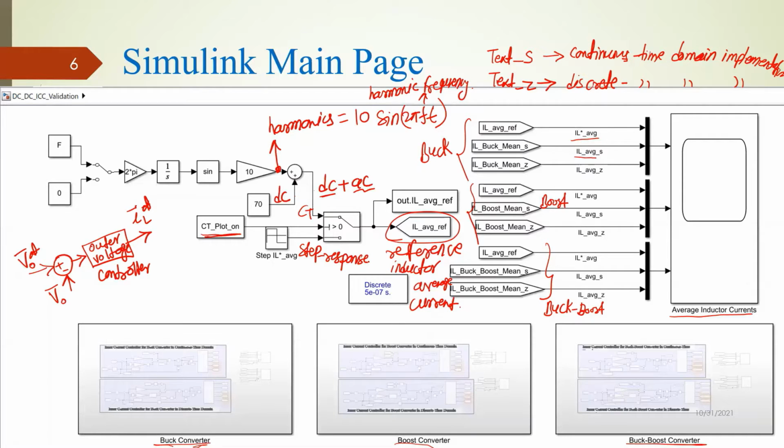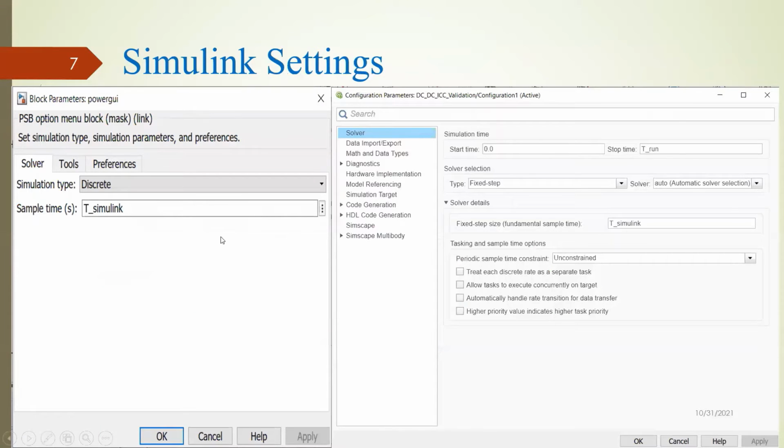Okay, so this is how this variable is playing. This variable is playing a role to just change the reference, whether to use harmonics in the reference or just to use the step as a reference. Okay, so this is about the reference and the converters. So now let's zoom into this. Let's open this buck converter and see how it looks like.